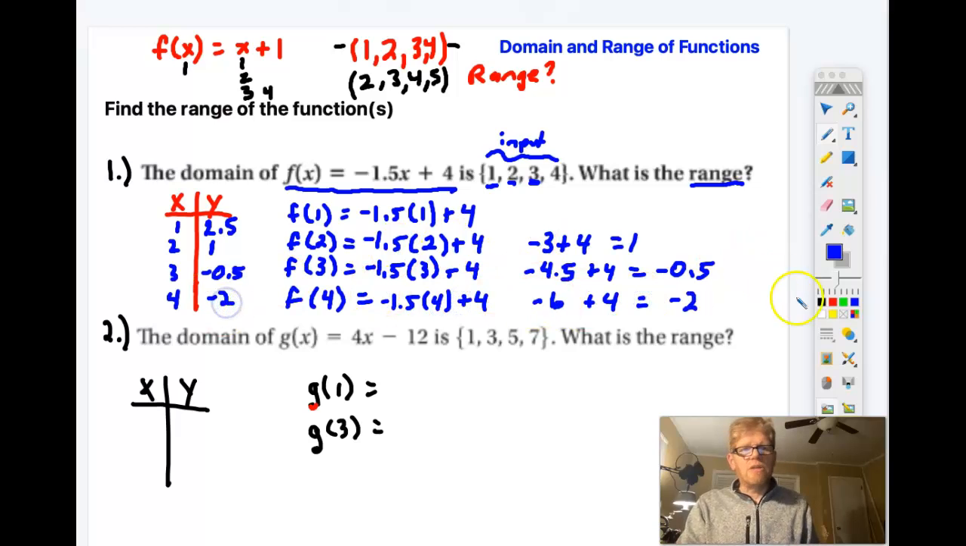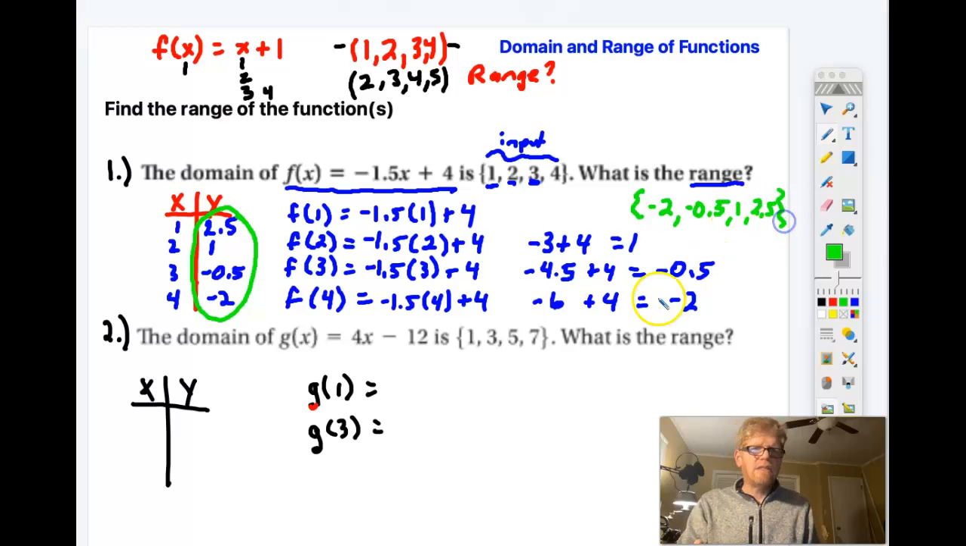And we have evaluated. We now have our range. The range of values for this function is right here. I'm going to list it out from least to greatest, because that's what I asked you guys to do. So we'll wind up with negative 2, negative 0.5, 1, and 2.5. And that is the range for this domain.